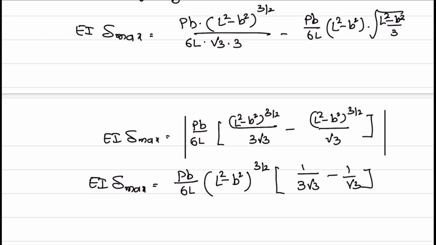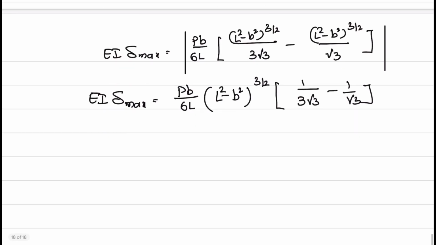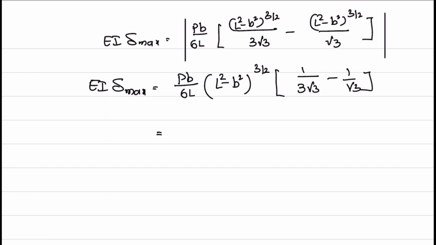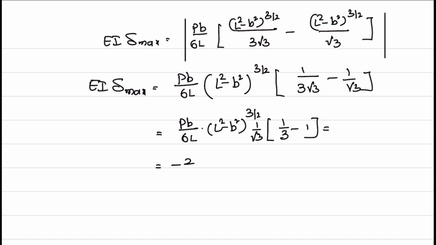1 by 3 minus 1 by 3. Root 3 also we can take it out. Then this is equal to PB by 6L into (L square minus B square) to the power of 3 by 2 into 1 by root 3 also we will take out. 1 by 3 minus 1, that is equal to minus 2 by 3. That is equal to minus 2 by 3 into PB by 6L into (L square minus B square) to the power of 3 by 2 into 1 by root 3.